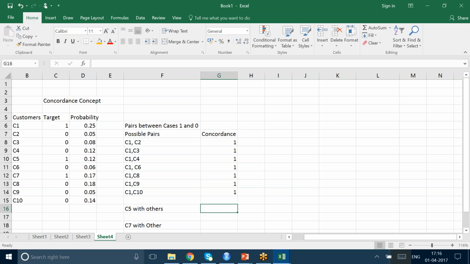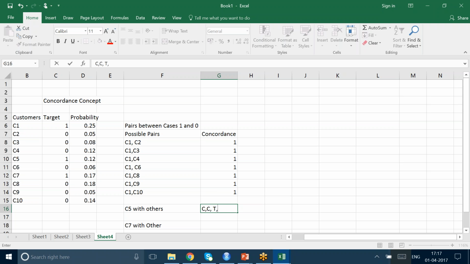C5 and C2 first. C5, C2 is concordant. C5, C3 is concordant. 0.12 and yes. C5 and C4 is concordant. It is not. C5 probability is 0.12 and C4 probability is, so this was concordant, this was concordant, this is actually a tie. Both of them I give the same probability, right? So it is a tie.